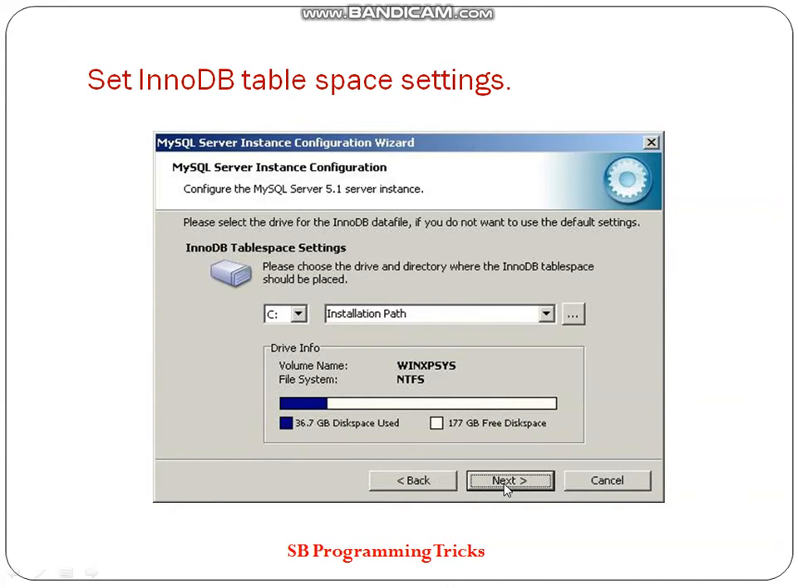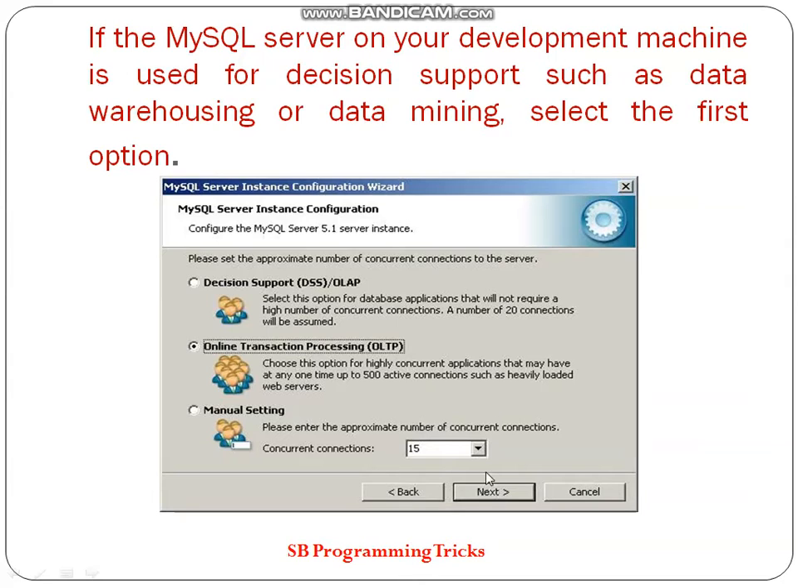After clicking Next, the window asks about your MySQL server on your development machine. If it is used for decision support, such as a data warehouse or data mining, select the first option. Different options are available: the first is decision support, the second is online transaction processing, and the third is manual setting. Here you select the first option, decision support, and then click on the Next button.